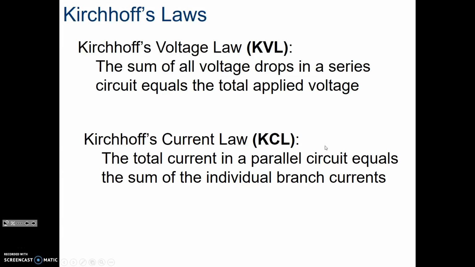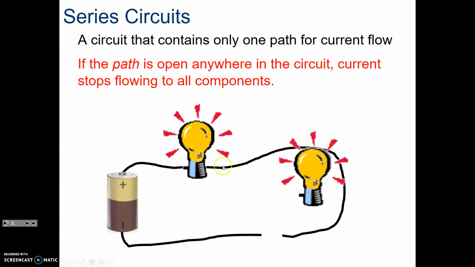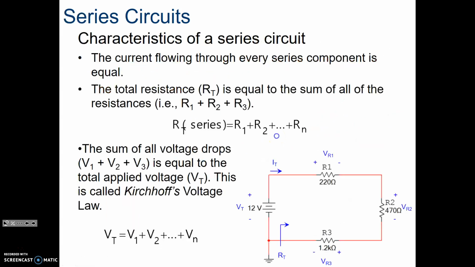Kirchhoff's voltage law says the sum of all voltage drops in a series circuit is equal to the total applied voltage. We'll go over what that means in a minute. Kirchhoff's current law says that the total current in a parallel circuit is equal to the sum of the branches. So let's look at a series circuit. If you take the light bulb out, both light bulbs go off. Not too hard to understand.